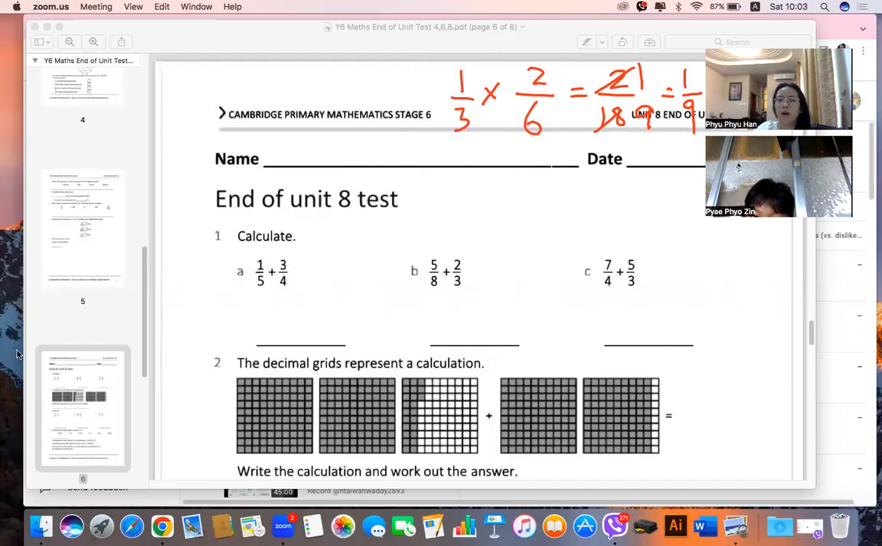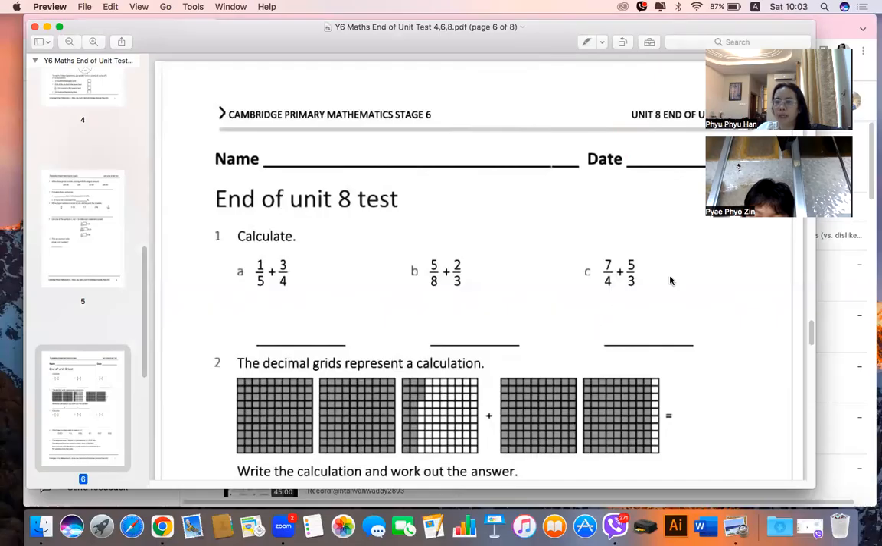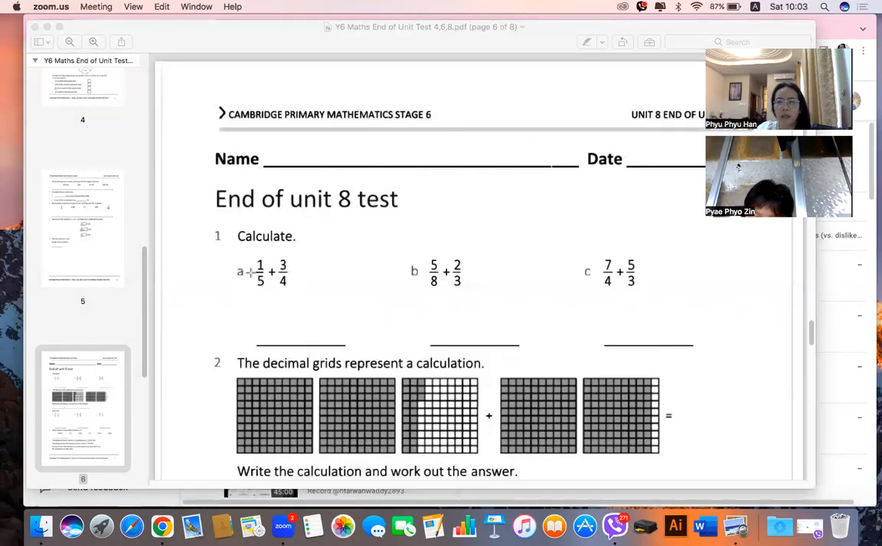For addition and subtraction, you need to make the denominator the same. So if they are not the same, think of a common multiple. You just multiply 5 with 4, 4 with 5, 8 with 3, 3 with 8, and 4 with 3, 3 with 4, like this. So you will be able to solve the problem.